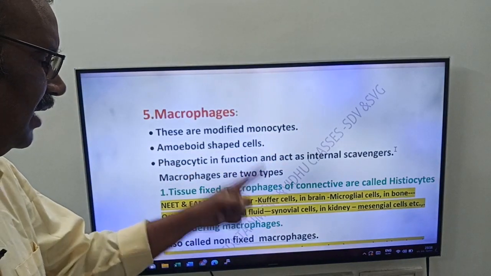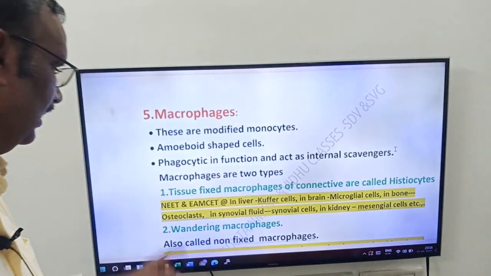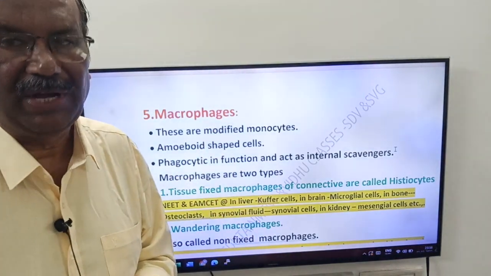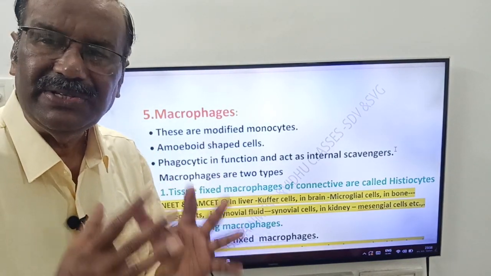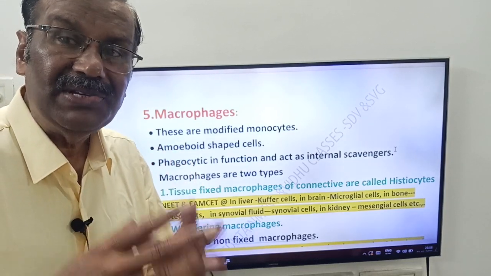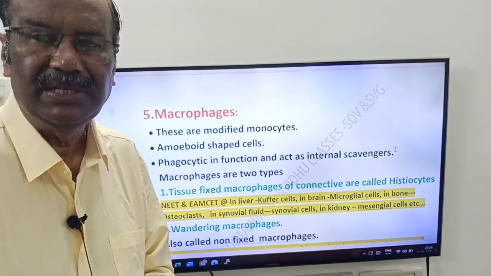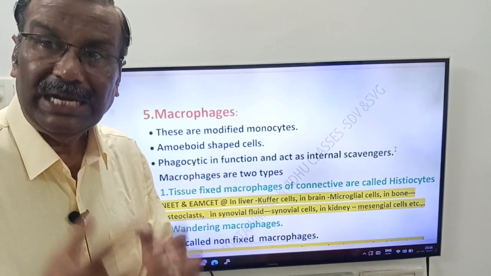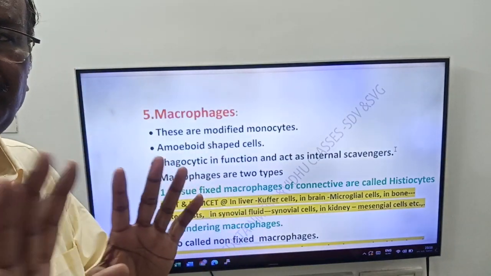These macrophages are 2 types. Very, very important, friends. These macrophages are 2 types. What are they? Tissue fixed macrophages and wandering macrophages. Friends, tissue fixed macrophages. See, friends, they are present in the tissues. They can't move. They act as what, friends? Checking point, or they protect the tissues from foreign particles. So they won't move from that particular tissue, friends.